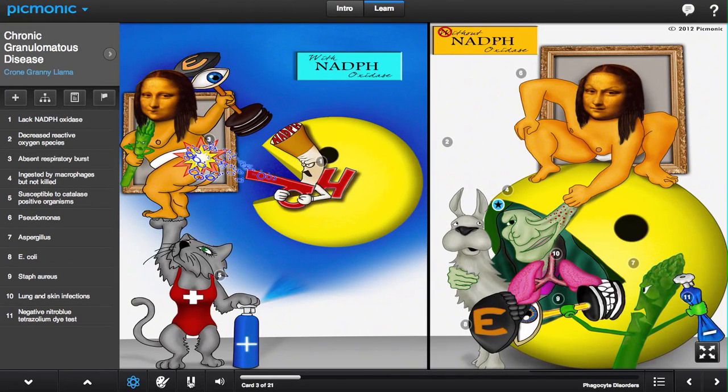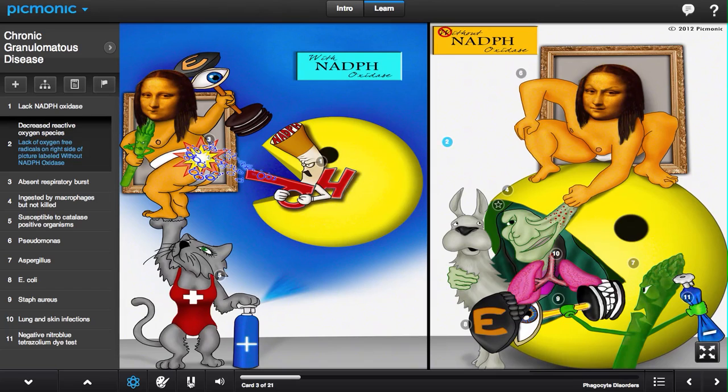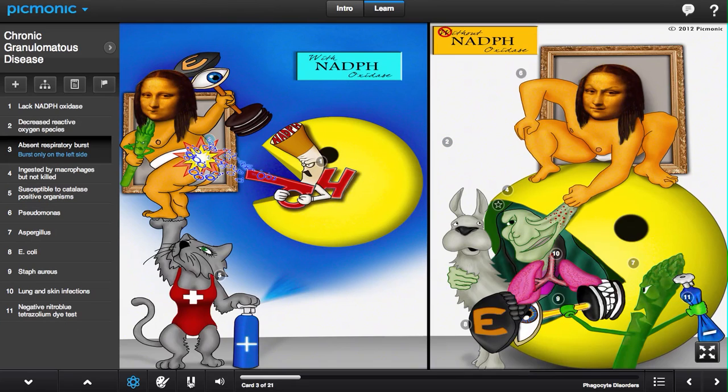Chronic granulomatous disease, depicted by the crone grandma riding a llama, is an immunodeficiency caused by lack of NADPH oxidase, portrayed by the lack of the nicotine cigarette NADPH character on the right side of the scene labeled without NADPH oxidase. NADPH oxidase is important in generating reactive oxygen species to create a respiratory burst to kill pathogens, portrayed by the reactive oxygen species being shot at Sumomona on the left side of the picture labeled with NADPH oxidase and creating a burst.